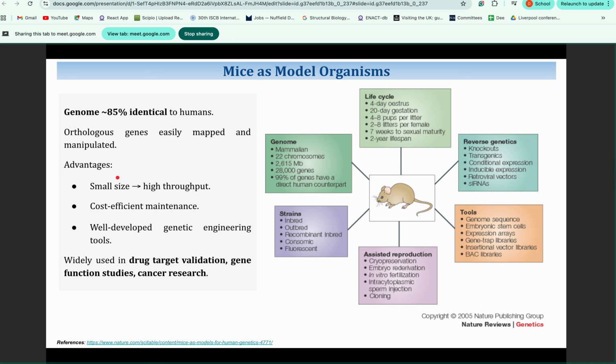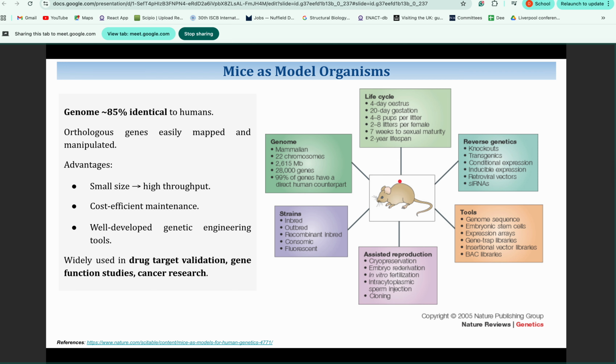The advantages of using mice as a model organism are that it has a small size, so high throughput, cost-efficient maintenance, and well-developed genetic engineering tools. It is widely used in drug target validation, gene functional studies, and cancer research. So let's see all the points. I have taken it from Nature Reviews. If you're interested, you can go to this site and read it in detail.